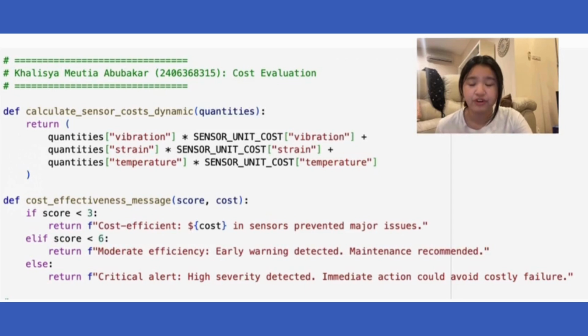For example, if the score is low, the sensors are working. They've helped prevent the problems. And if the score is high, it shows that even more serious issues were caught earlier, making the investment worthwhile. This also helps us by justifying why the system is valuable, both technically and economically.